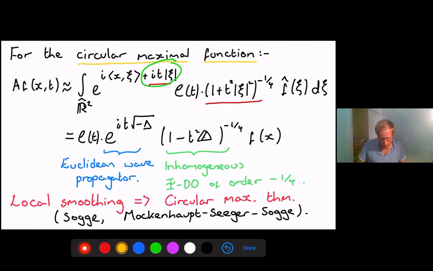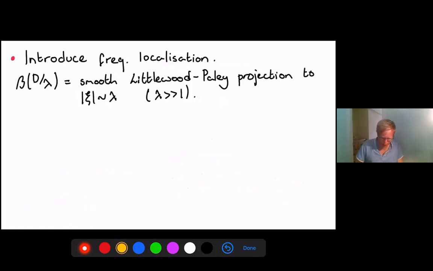To analyze this operator, we're going to have to take into account the two distinct features of the multiplier, which as I mentioned before are the decay and the oscillation. I'm going to focus first on the decay. In order to exploit the decay, we're going to use a Littlewood-Paley decomposition. It's the obvious thing to do here. So we're going to introduce this family of Littlewood-Paley projections, which I'm denoting by β(ξ/λ).